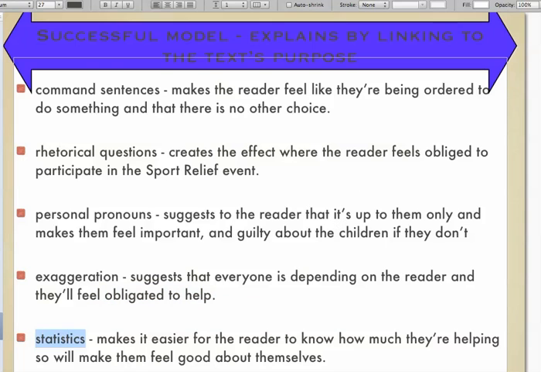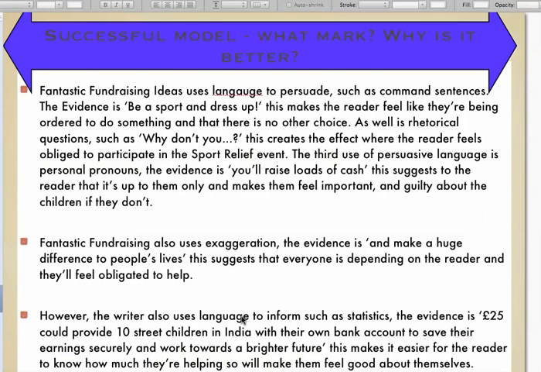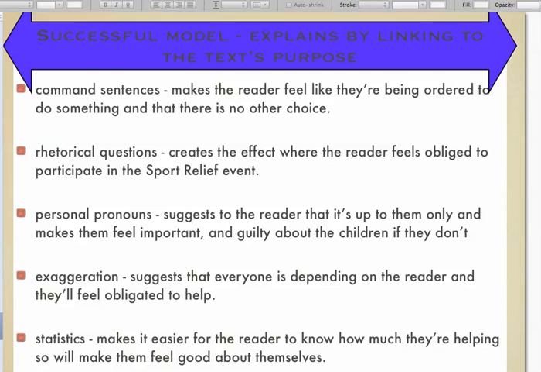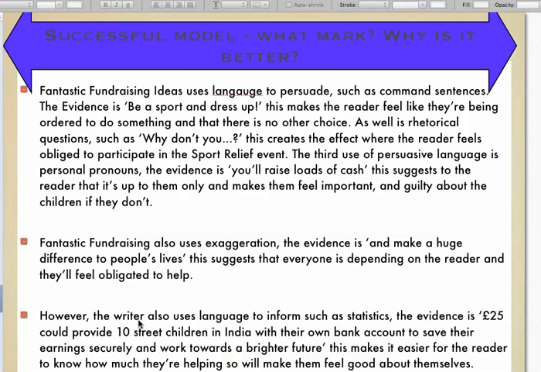And then they go on to talk, actually here in this bit, the writer also uses language to inform, because remember the question is about inform and persuade. So if you just write about inform, you're not going to get the higher marks. I suspect why they've taken marks off this candidate is they've only written this one little thing at the end about statistics. They've said the evidence is £25 could provide 10 street, blah, blah, blah, quite a long quotation there, a bit too long. Again, that would be better if it was a full stop, but they get away with it. This makes it easier for the reader to know how much they're helping, so it will make them feel good about themselves.